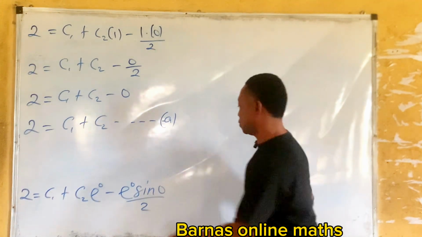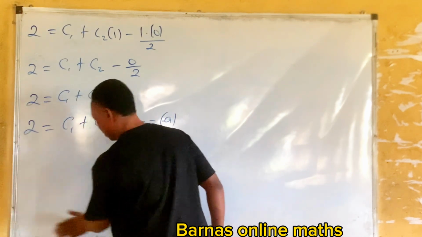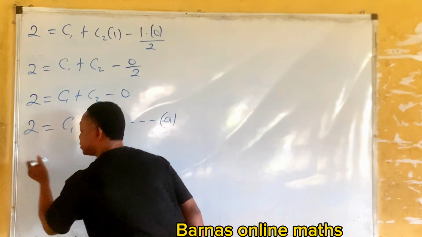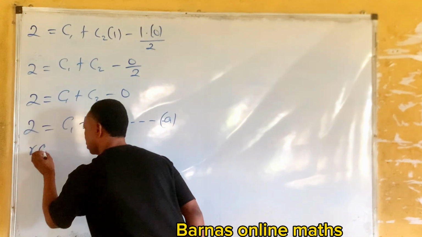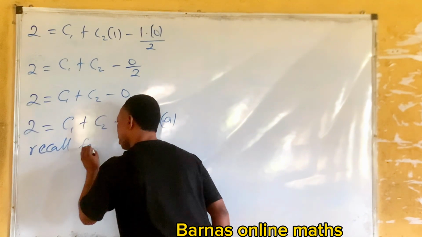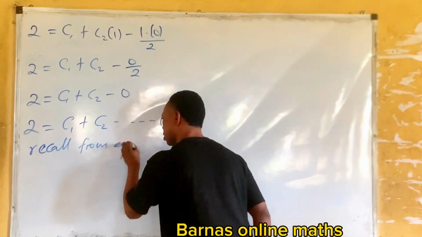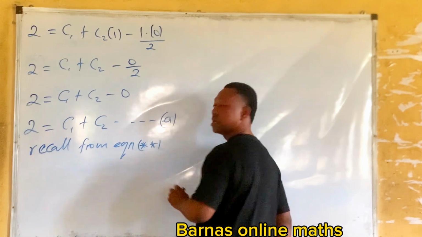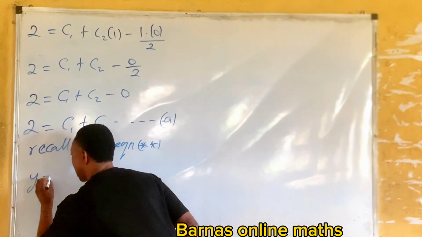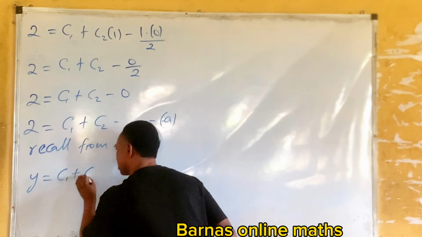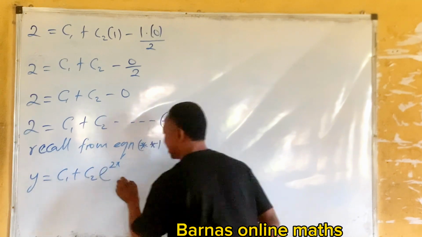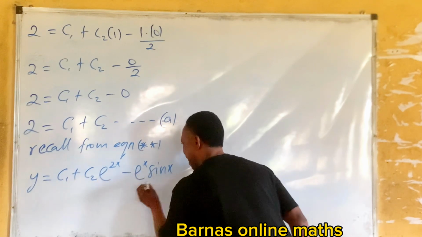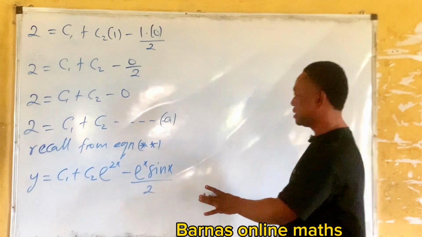Also, recall that from the general solution, from equation star, we have that y equals c1 plus c2 e to power 2x, then minus e to power x sine x, all upon 2. That's the general solution.